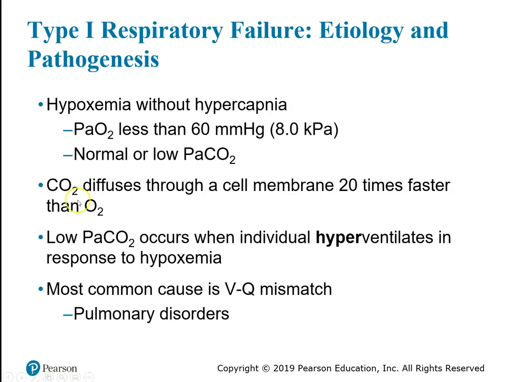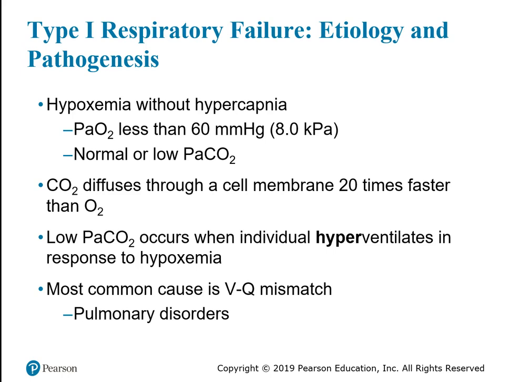Okay, we already pretty much said this. I just wanted to make sure we reiterated this. This also talks a little bit about why this happens, and some of it in terms of why you don't get a change in CO2 with type 1, or why you don't see that all the time, is because carbon dioxide will actually be able to diffuse faster through the cell membrane, and so it takes a lot more for that to build up in the blood.